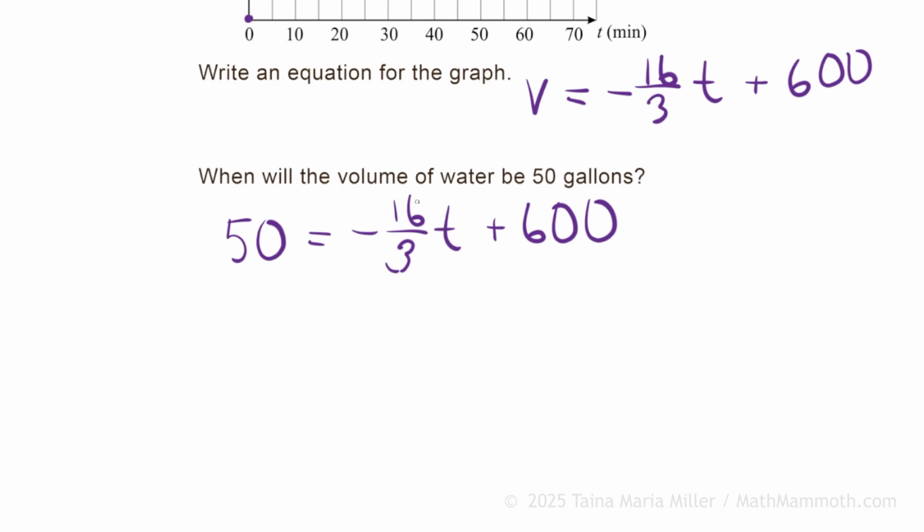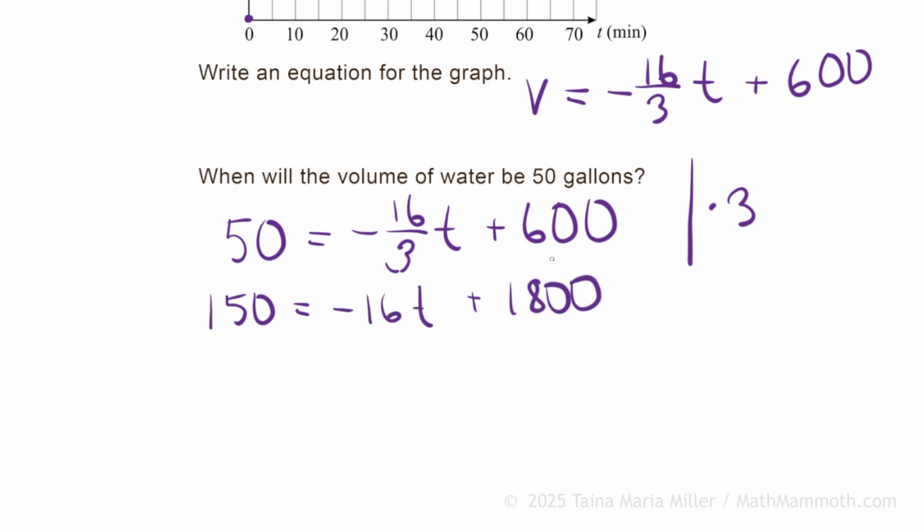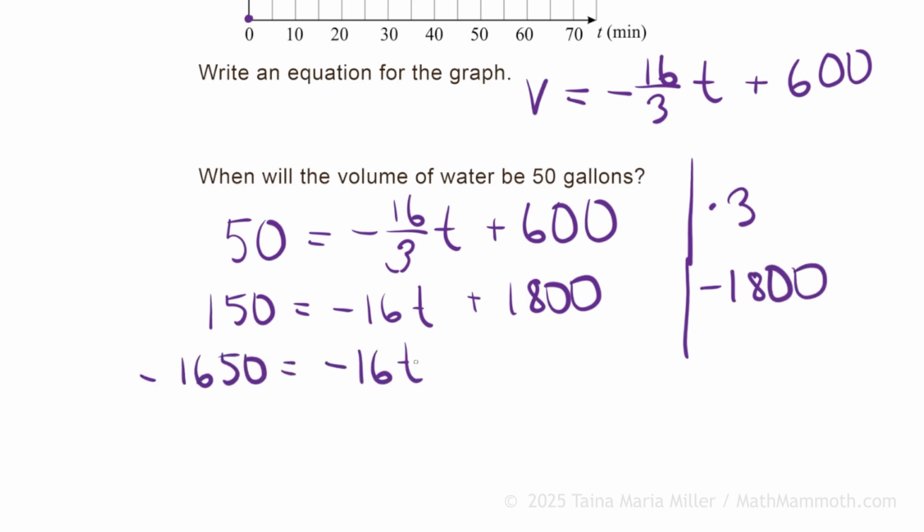We solve for t. Okay, there's a fraction here, so let's start by multiplying by 3. Now when I multiply by 3, I need to multiply both terms, this and this, by 3. And then subtract this. Lastly, divide by negative 16. We'll get the positive answer now, negative divided by negative. And from a calculator, it is about 103.1 minutes.